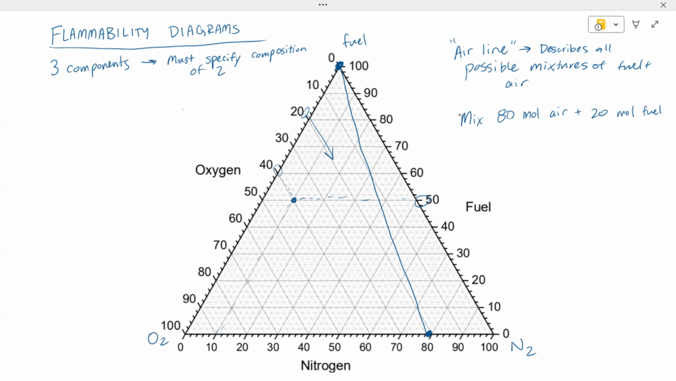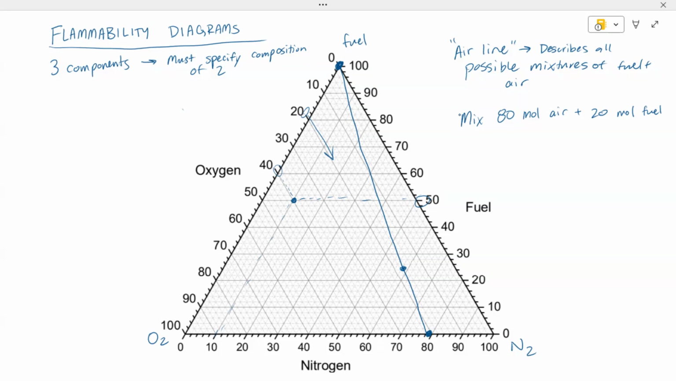So I'm going to go 80% along that line towards air. So it's going to be about there. Again, if you want to be more precise about it, you'd actually measure that. I theoretically have a ruler to do that, but I couldn't figure out how to get it to work. Or what you could do again is work out the material balance.